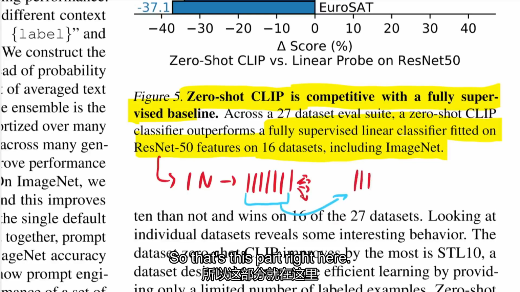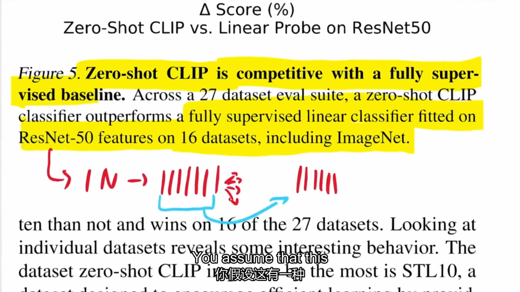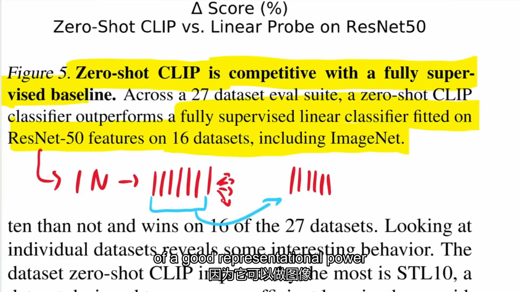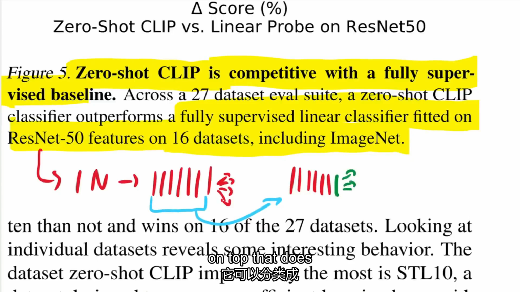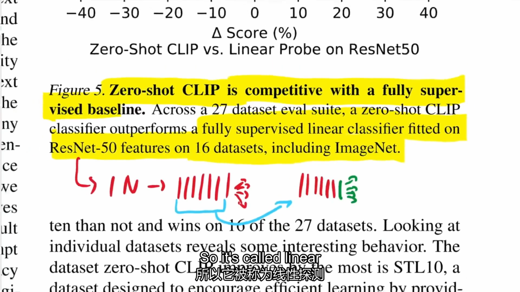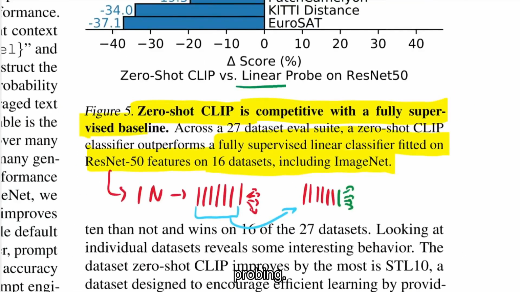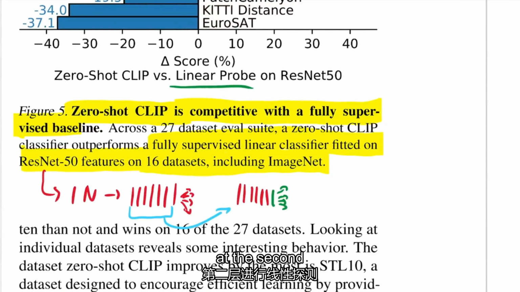So that's this part right here, and you assume that this has a good representational power since it can do ImageNet, and then you simply train a new linear classifier on top that does the classification into whatever new task you want. This is called linear probing. You can also do it in the middle, but in this case, they mean linear probing at the second to last layer, before the classification layer.